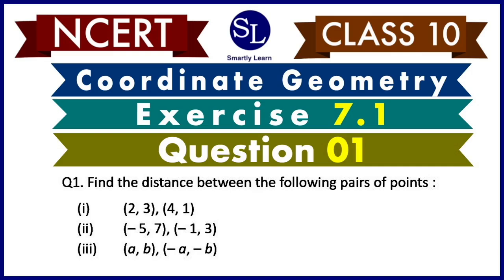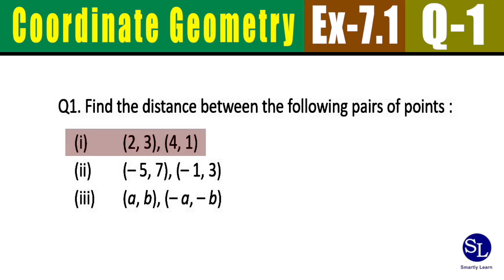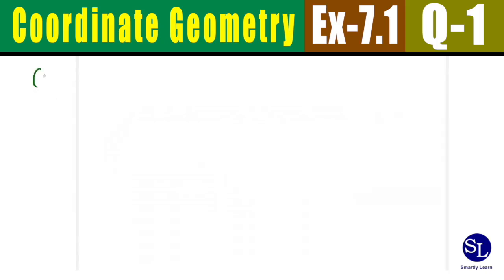In this video, we will see the first exercise in coordinate geometry. Let's look at the first sum there. Find the distance between the following pairs of points. The first pair is (2, 3) and (4, 1). So let's note down the points first. So this is (2, 3) and (4, 1). We are supposed to find the distance between these given points.